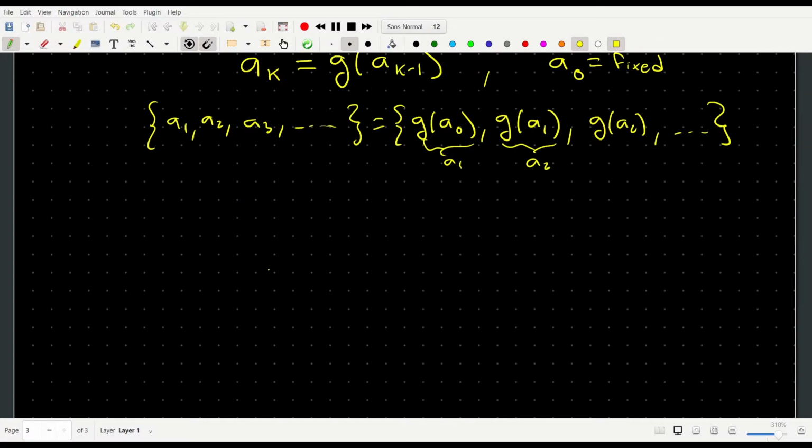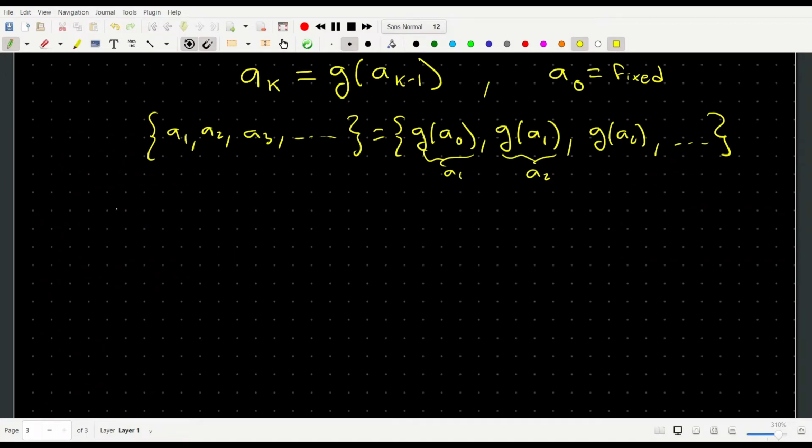A3 is going to be g of A2, where this value is A2, and so on and so forth. So what we can say is that the limit of such a sequence exists if we can solve the following equation.